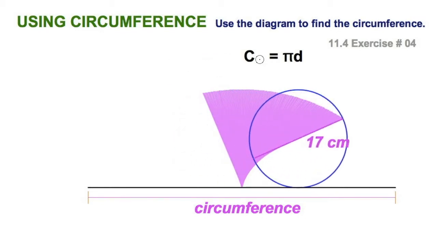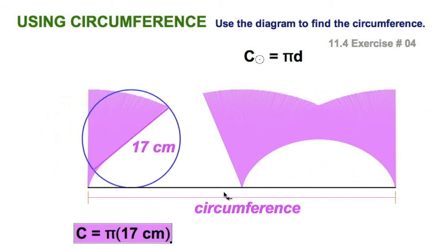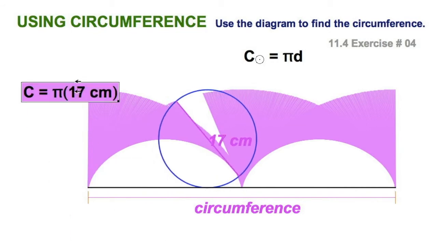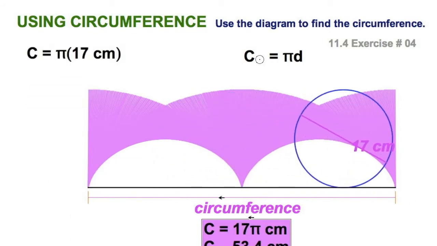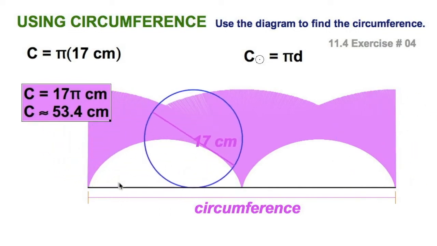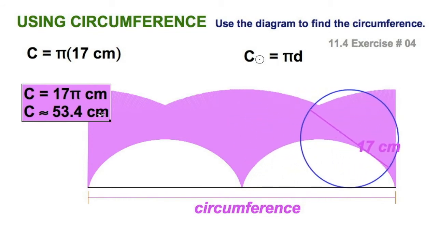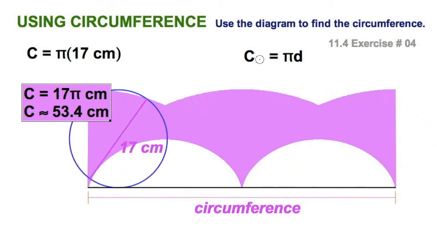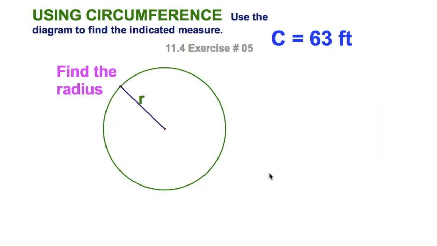So instead, let's look at this one. It's pretty simple. It's 17 centimeters times pi, which is, of course, 17 pi centimeters. And again, with a calculator, about 53.4. Notice it's a linear measurement, centimeters, not centimeters squared. All right, how about if we go a little backwards here?